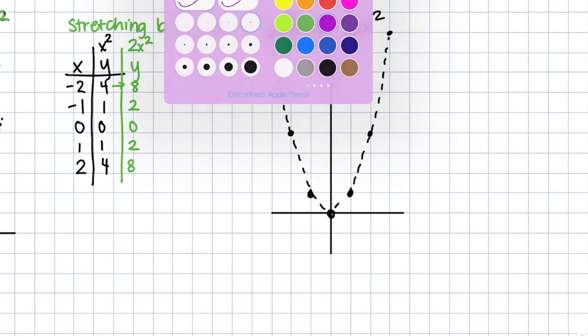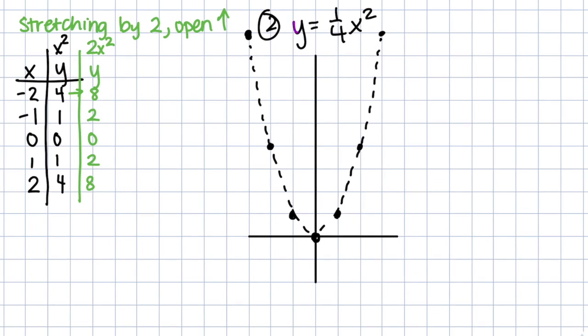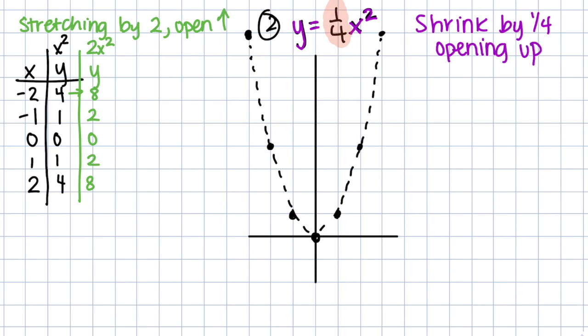Okay, so then let's switch colors and let's say our parent function is y equals x squared. So this 1/4 is, I'm shrinking it by 1/4, and because it's positive, it's opening up. So basically, I want to take all of these points that I did on my parent function and make them 1/4 the height. So the vertex stays, but this is now going to be 1/4 that height, and I can reflect that. 1/4 of 4 would be 1.